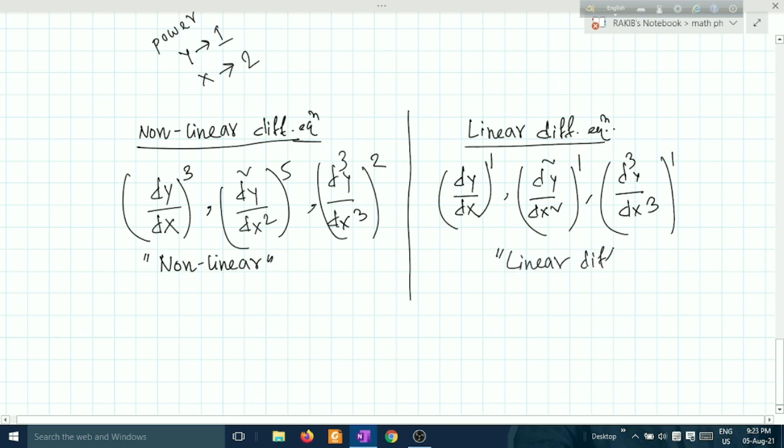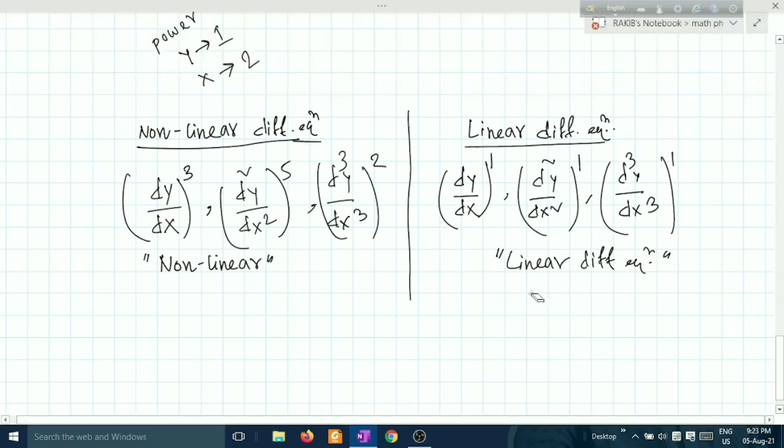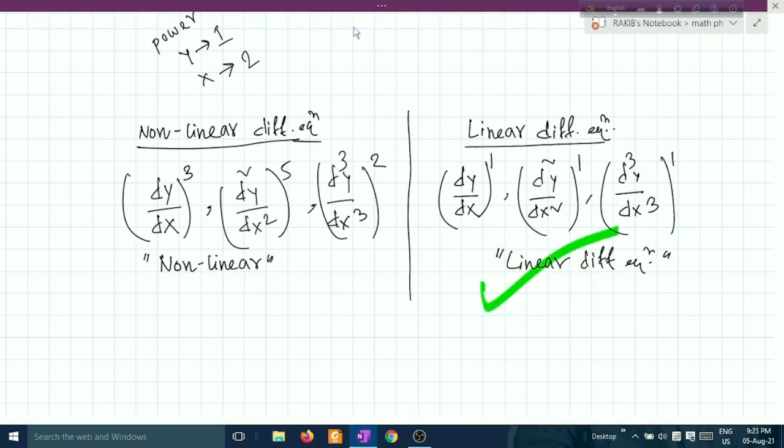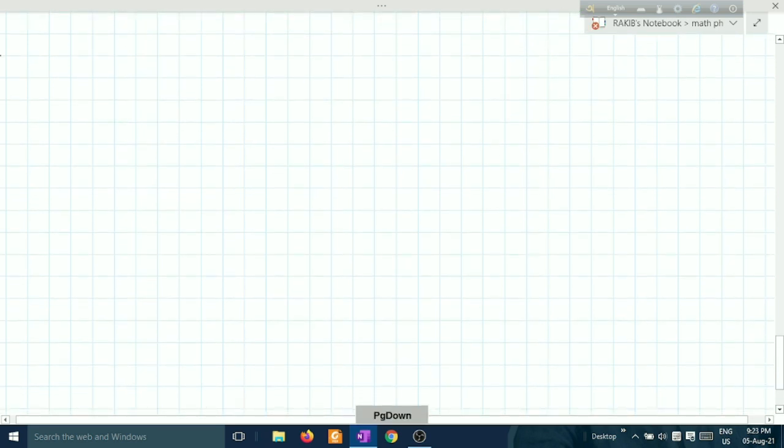Linear differential equation. Okay, and our focus will be on this. We will be discussing this linear differential equation. This is in our syllabus. I think non-linear and linear is clear to you.